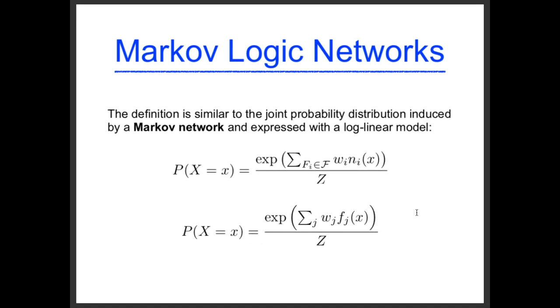This is why there is a link with Markov networks, where the probability distribution is a log-linear model, which is basically identical. This is the probability distribution of the Markov network, which is basically the same, where you have the weight, which is the weight of the formula, and the feature, which is basically the number of groundings.